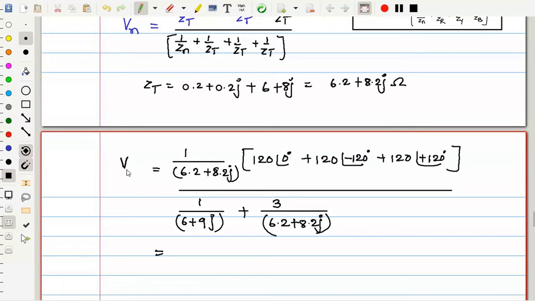This is the VN phasor. Carefully calculate. If you have doubt, as you are at the starting stage, you can calculate the numerator first, then the denominator, then numerator by denominator. It's your wish. Do it quickly. 120 into 1 at an angle, Z.